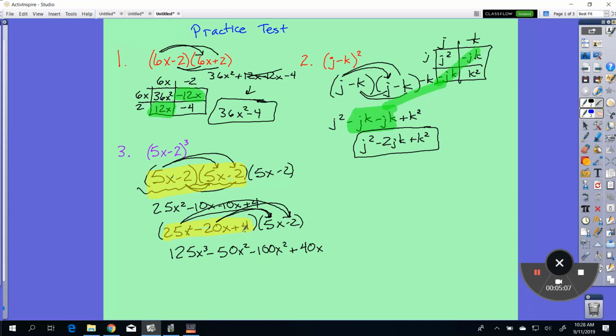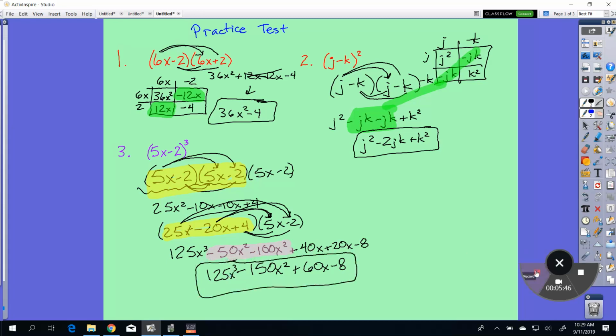And now for the last one, 4 times 5 is 20. And 4 times negative 2 is negative 8. So I can combine like terms. There's negative 50 and negative 100 make negative 150x squared, positive 40 and positive 20x make 60x, and the negative 8 and 125x cubed are still there. And that's your answer for that.